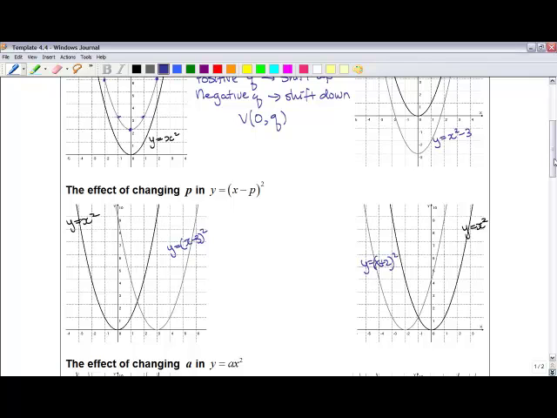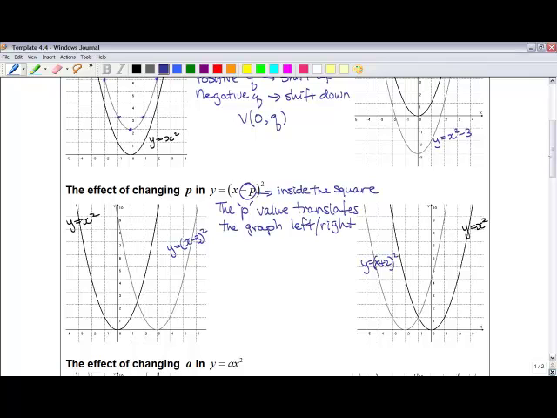So the p-value, where is the p-value located? The p-value is located inside the square. Stuff that's grouped inside the square is probably going to change x stuff. And in this case, the p-value translates the graph left or right. So a shift left, right.